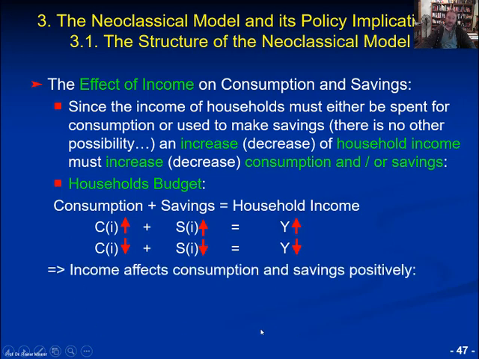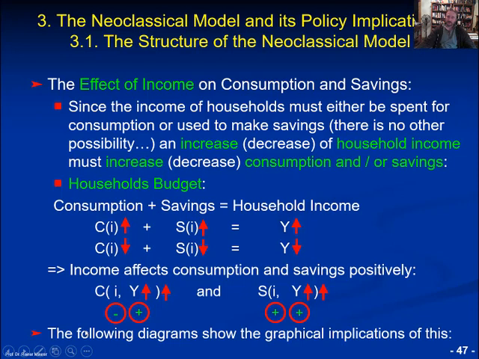As a result, income affects consumption and savings positively. So, income has a positive sign in the consumption function and a positive sign in the savings function, while interest has a positive sign on the savings function and a negative sign on the consumption function.